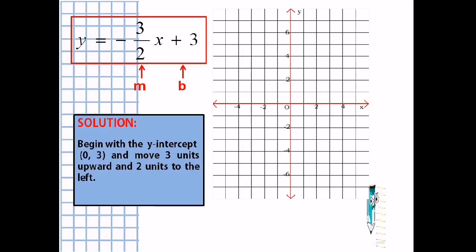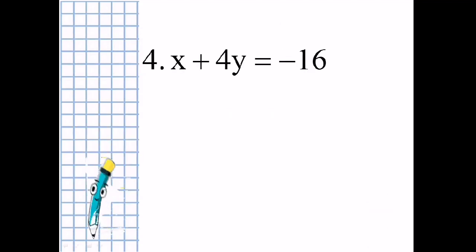Solution: begin with the y-intercept 0, 3. So that is 0, 3. And then from that point, we need to move 3 units upward. That is 3 units upward, and then 2 units to the left since our slope is negative. And then plot the point, and then draw a line that passes through the 2 given points, and that is the graph of the line.